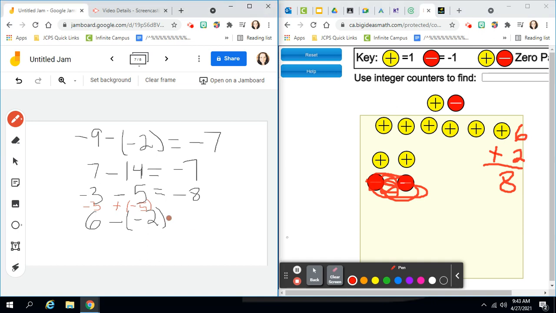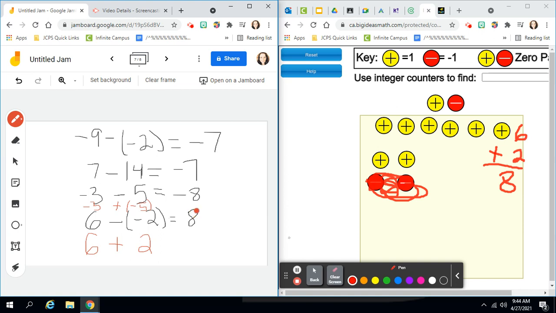Interesting. So this answer equals positive 8, but think about the problem we had to do to solve it. What I mean by that is this final problem over here. After we were able to actually do the subtraction, we ended up with an addition problem. And the addition problem was 6 plus positive 2, which gave us the 8. Okay.